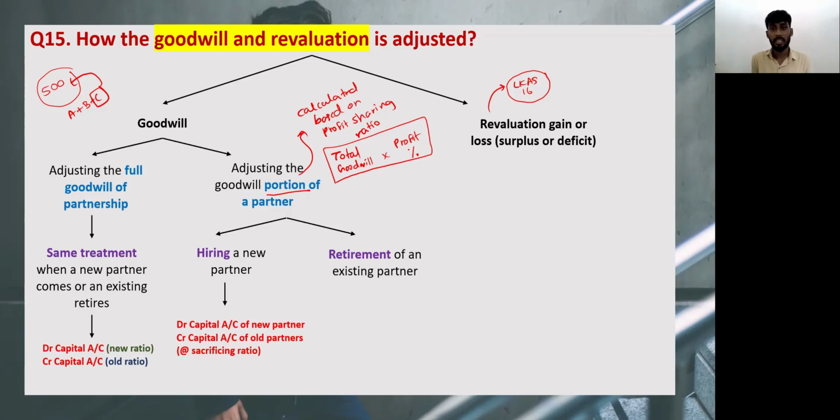I will teach you it later, okay? At sacrificing ratio. Debit to capital account of new partner, credit to capital account of old partner at sacrificing ratio.